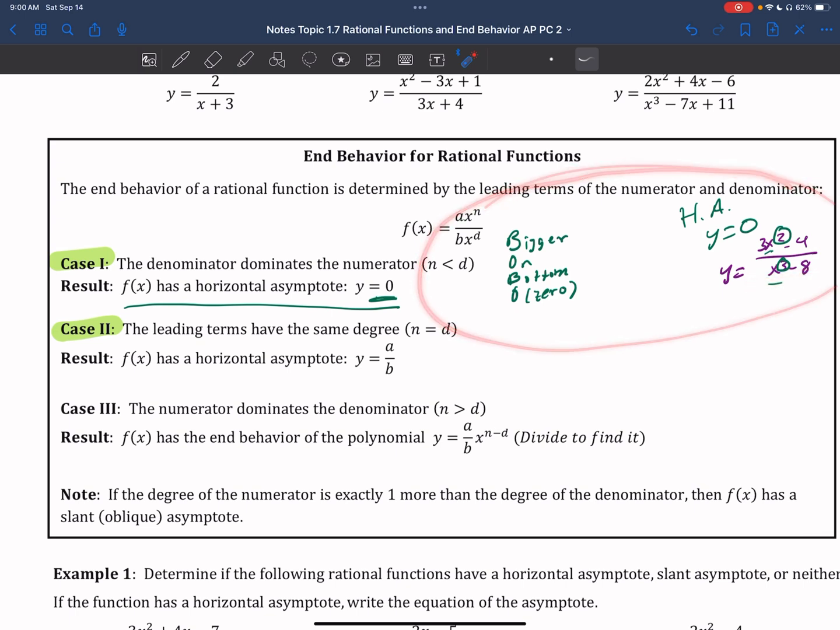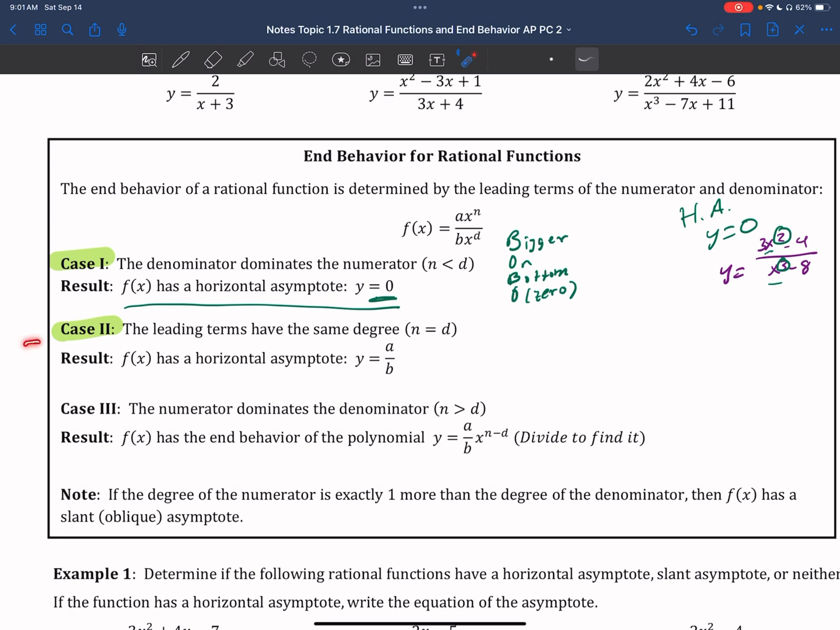If this is the situation that you have, where the denominator has a larger degree, then your answer will always be y equals 0. Please keep in mind that when we're talking about horizontal asymptotes, it has to be an equation. So if you're taking a test and they ask you for the horizontal asymptote and you put that your answer is 0, your answer is technically incorrect, because when you're talking about a horizontal asymptote, the answer has to be in the form of an equation. So if you say y equals 0, then you have the correct answer.